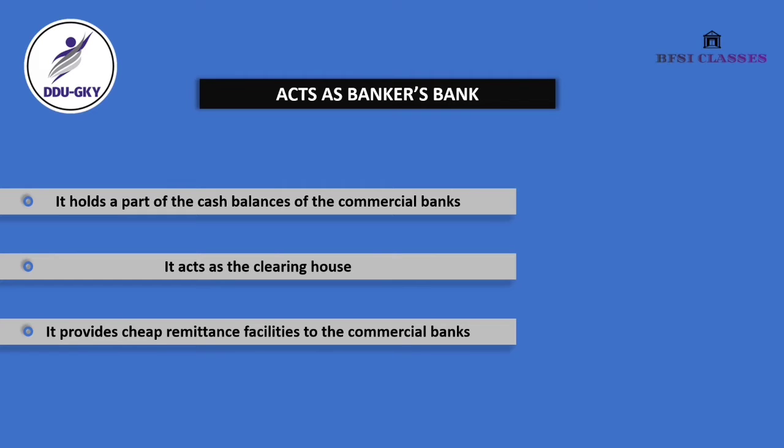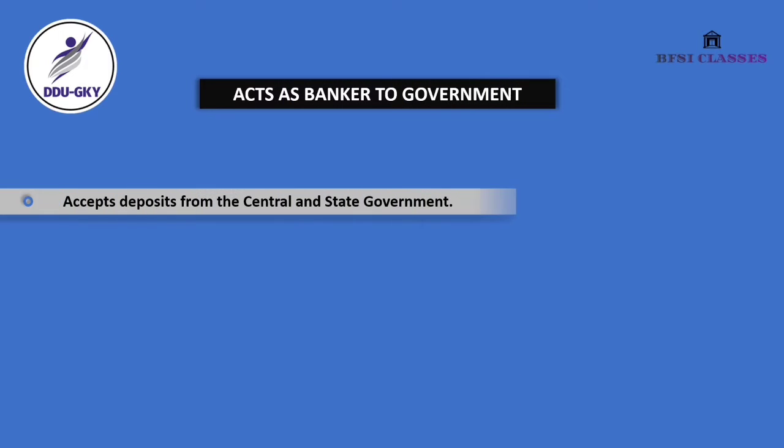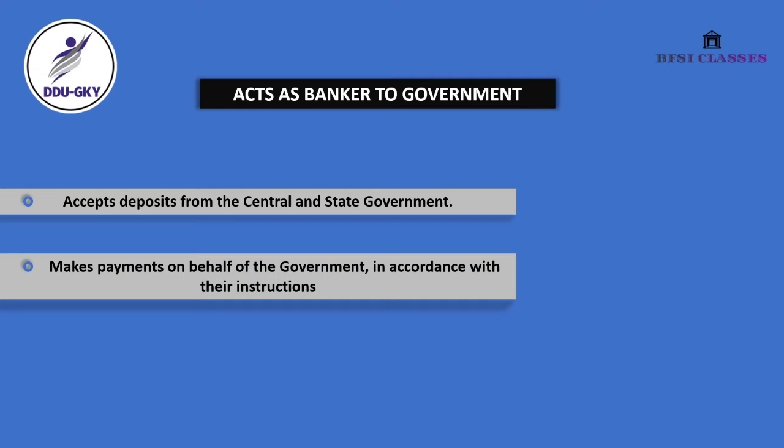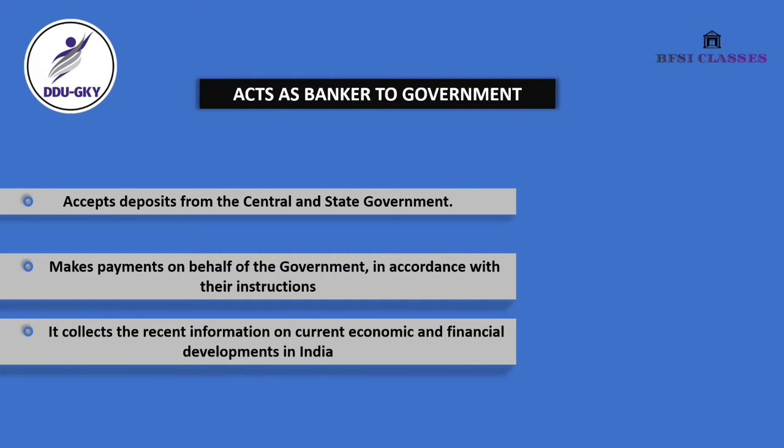Third function, Banker to Government. RBI acts as banker to central and state governments. It accepts deposits from central and state governments. It also makes payments on behalf of the government in accordance with their instructions. And RBI collects the recent information on current economic and financial developments in India.